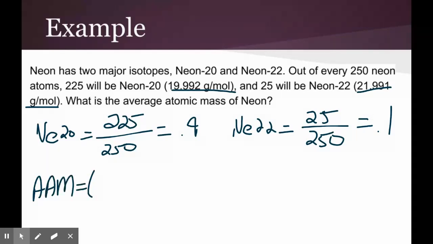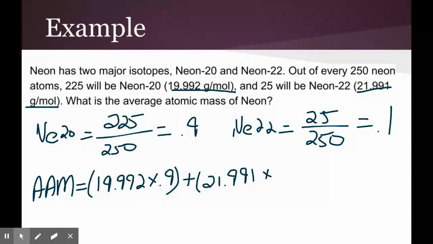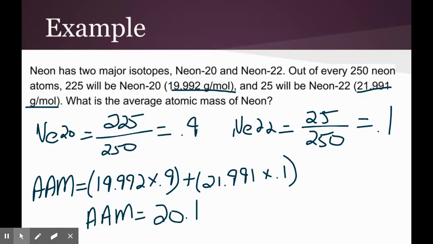So we will do 19.992 times 0.9 plus 21.991 times 0.1. When you plug that into your calculator, you get an average atomic mass of 20.19 AMU. Again, remember to make sure you include your units.